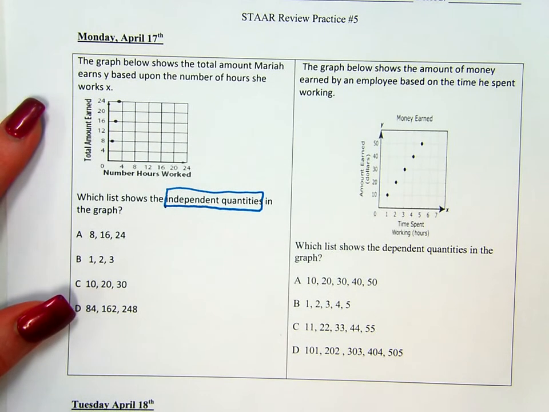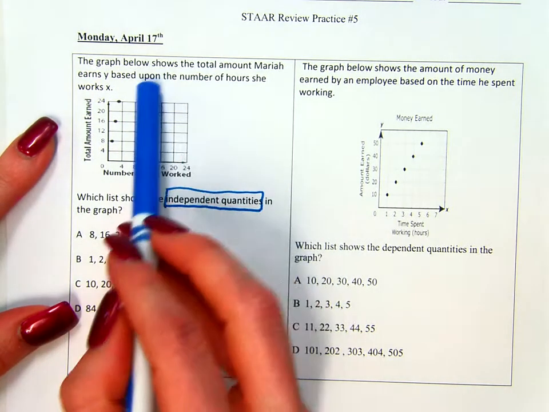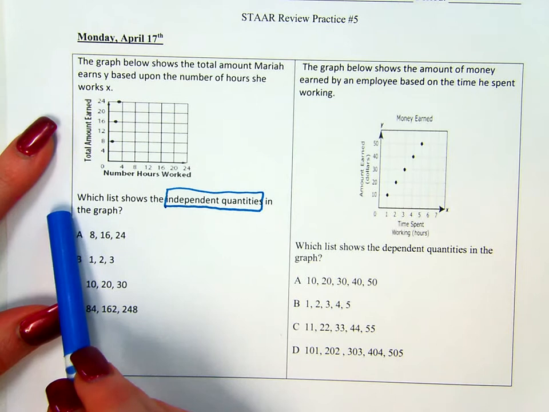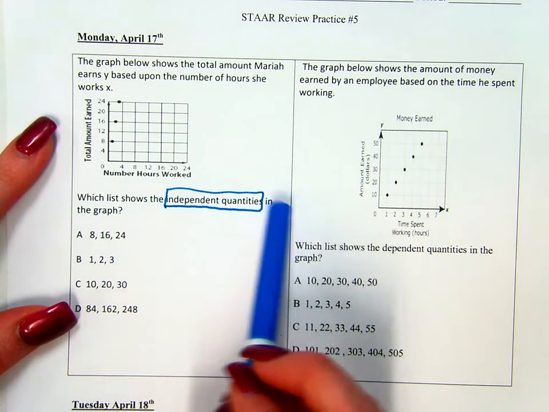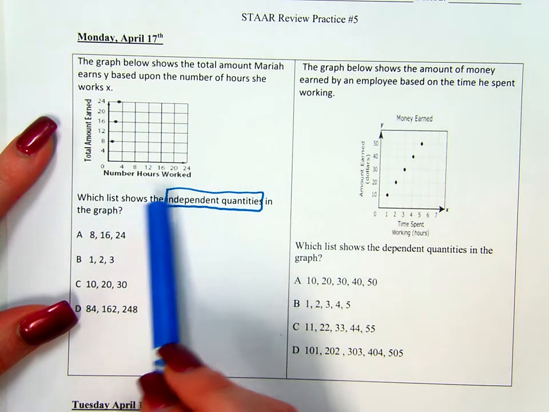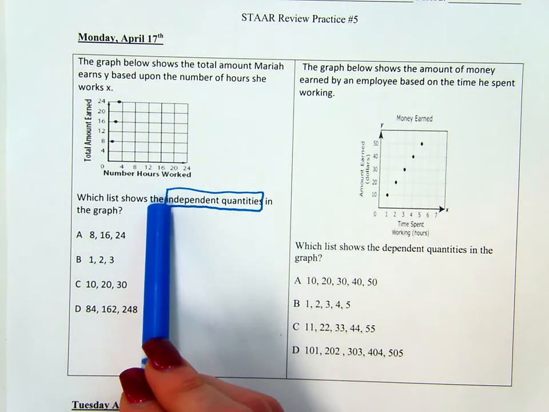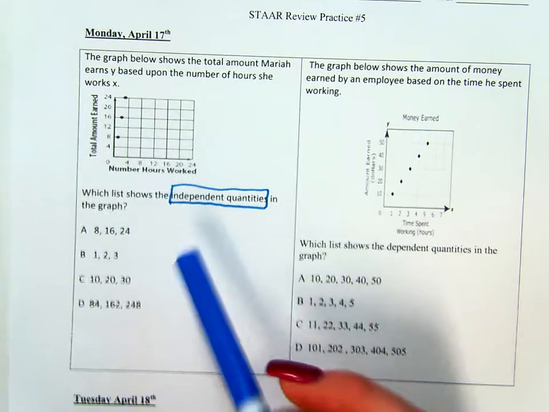It says the graph below shows the total amount Mariah earns, Y, based upon the number of hours she works, X. Now here is our graph, and it says which list shows the independent quantities in the graph. Notice I boxed independent quantities because that's a really important vocabulary word.